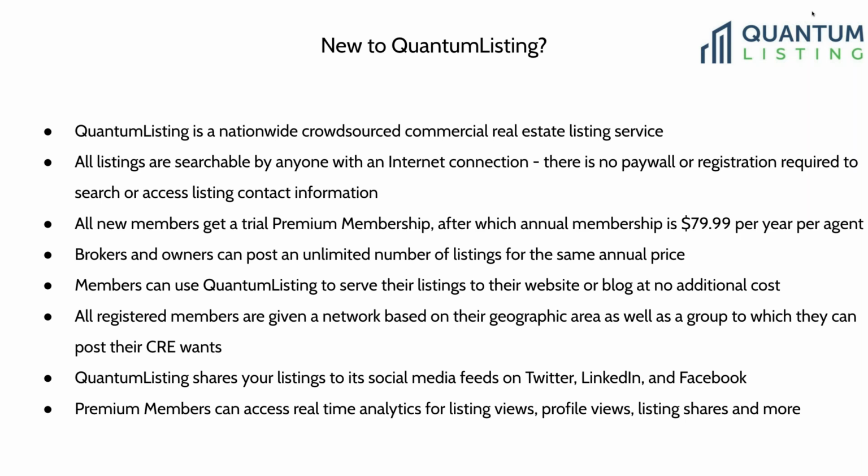Brokers and owners can post an unlimited number of listings for the same annual price when their premium membership is active. Members can use Quantum Listing to serve or deliver their listings to their website or blog, and that is included in the cost of your membership. When you join, we assign all of our members to a network based on their geographic area, as well as a group in which they can post their commercial real estate wants. And these networks and groups are really just to make finding what you want and connecting with who you want a little easier for you.